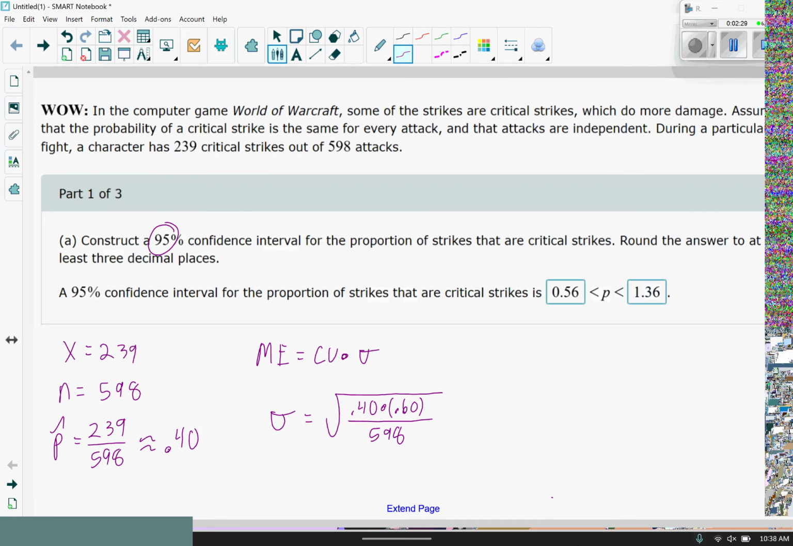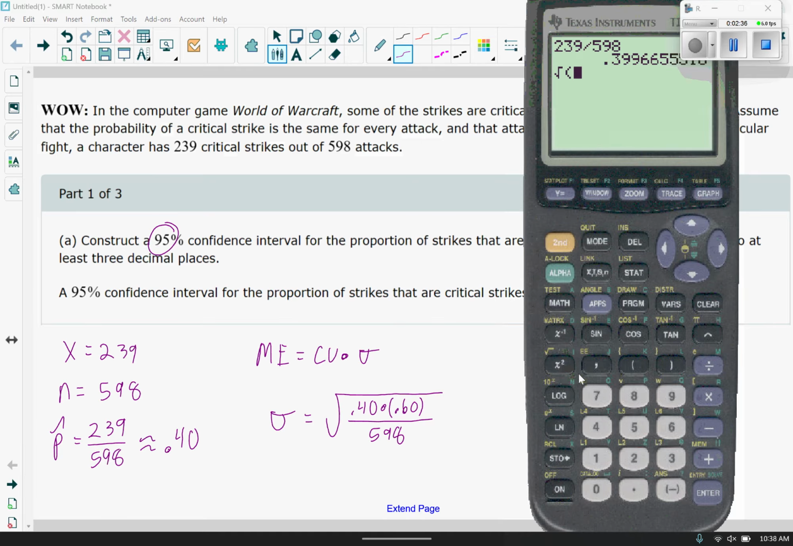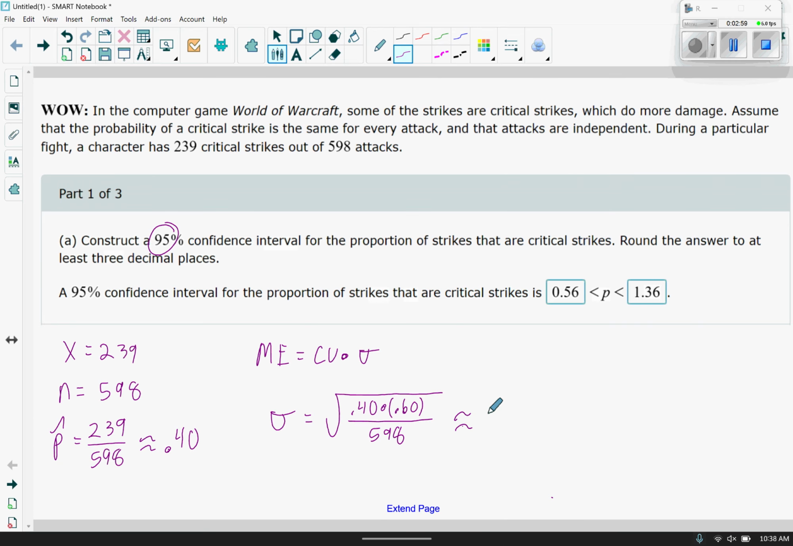The square root, and you have to be a little careful the way you put it in, but I think we'll be fine actually. This one should not give us any problems. Then divided by 598, close it. We get about 0.02, which is probably good enough because there's a bunch of zeros after it. So 0.02 is our standard deviation for our sample.